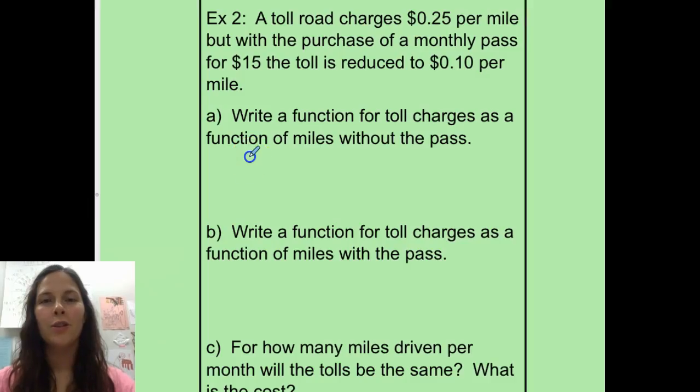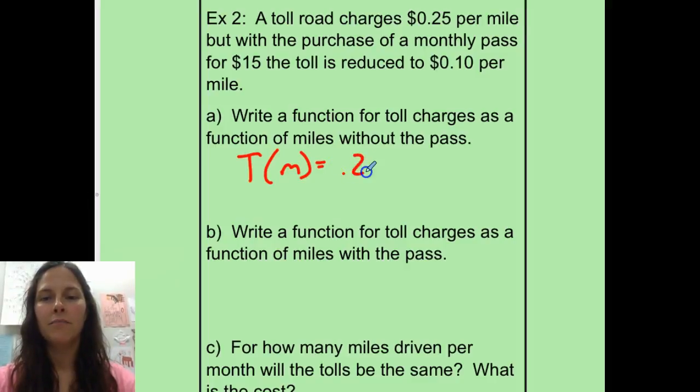Example 2, we're looking at a toll road, or you can buy a monthly pass to get a discount on the toll. So part A is for the charges without the discount pass. I'll call this function T for the toll road, M for miles, because that's the variable in this case. It depends on how long we're on the toll road, how much we pay. Without the pass, it's 25 cents per mile.